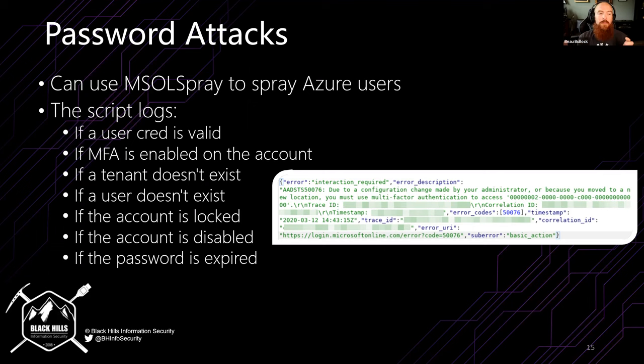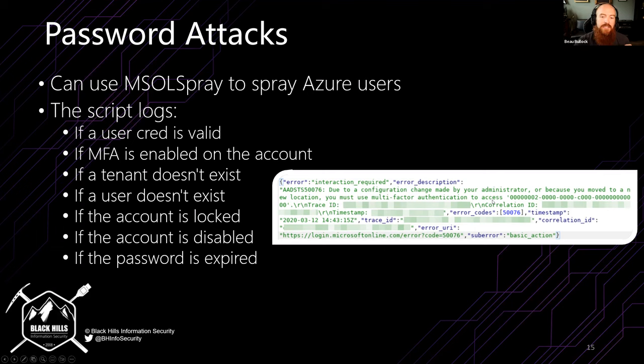So let's say that I had an entire valid email list right off the front. I can attempt to password spray against those accounts. And if I have a valid credential, let's say somebody chose season and year, and I see that it's valid, however MFA is enabled, that can allow me to see a message like this. This is the exact message you would see, where it says, due to configuration changed by your administrator, or because you moved to a new location, you must use multi-factor authentication to access, blah, blah, blah.